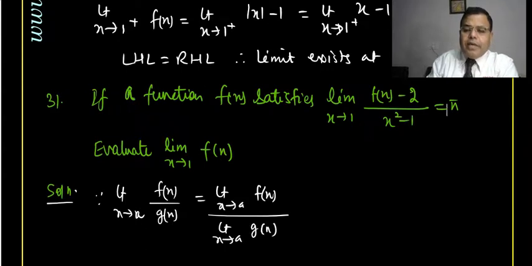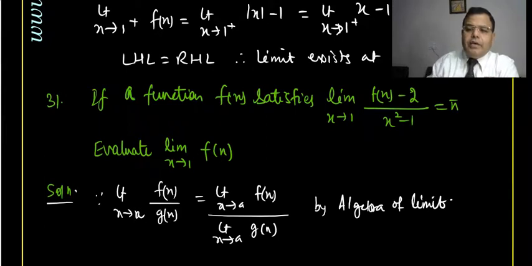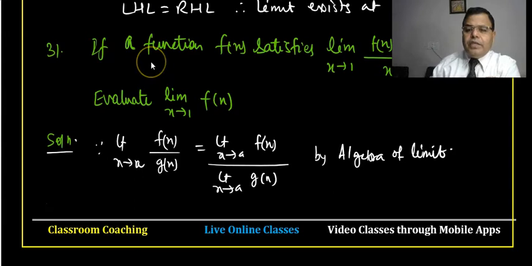We can do it separately also. Algebra of limits is there. By algebra of limits, we can do that if there are two different functions. So here there are two different functions, so we can use it.